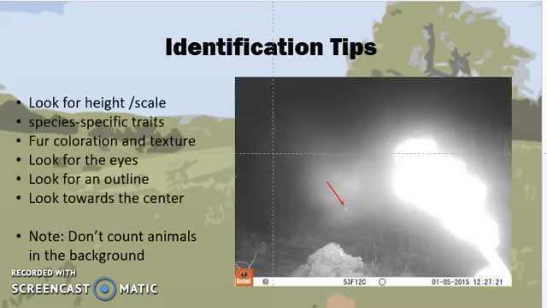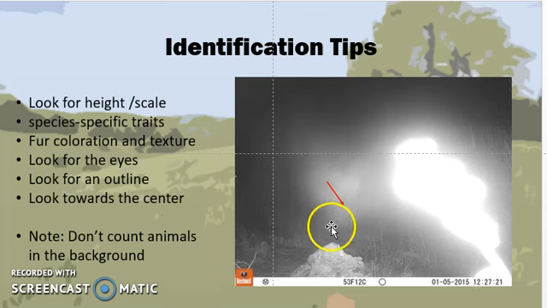So for starters, there are a few things to look out for in photos to help you identify the animals. First, you want to look for the height or the scale of the animal. You also want to look for species-specific traits, which are certain kinds of coloration or patterns, ear sizes, shapes that are very specific to that species. You also want to look for the fur coloration, the texture, look for the eyes. This is more for nighttime photos, as shown on the right over here. If you can't see much else, but you can see a white dot, that's an eye.